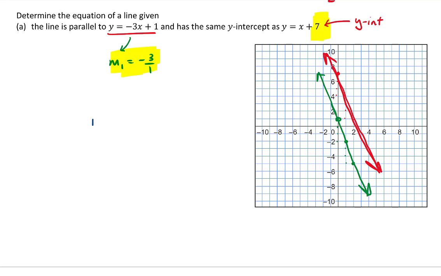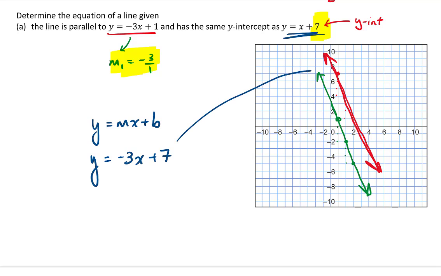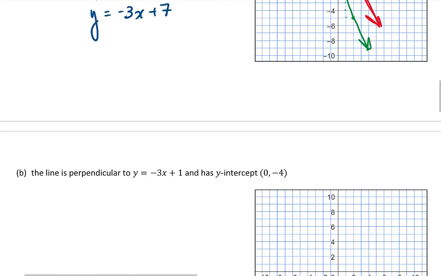The equation of our line is y equals mx plus b. We know that the slope of line 1 is the same as the slope of line 2, so y equals negative 3x, and it has the same y-intercept as this line here, so this would be plus 7. So that is the equation of this red line here. So, a line that's parallel to negative 3x plus 1 and has the same y-intercept as x plus 7.